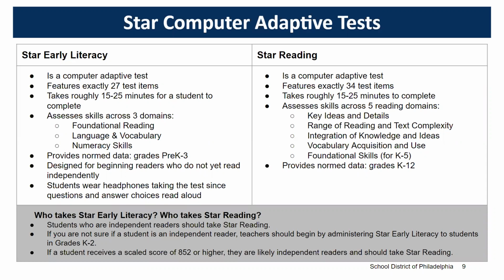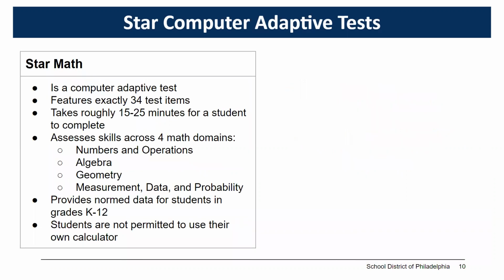These are normed and available for students in grades K to 12. Both STAR Reading and STAR Math assessments are 34-question assessments. STAR Reading assesses students across 5 reading domains, while STAR Math assesses students across 4 math domains. An important note regarding STAR Math is that students are not permitted to use their own calculators, as the platform will provide an embedded calculator for questions that require the use of one. The domains within the STAR Reading and STAR Math both align to Common Core, as well as the PSSA and Keystone assessment anchors.